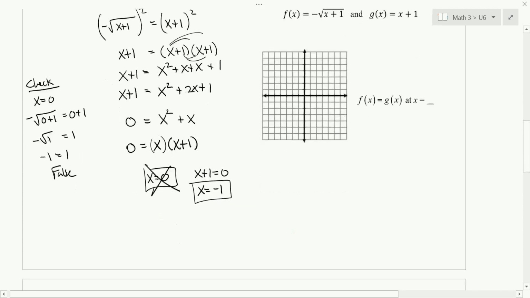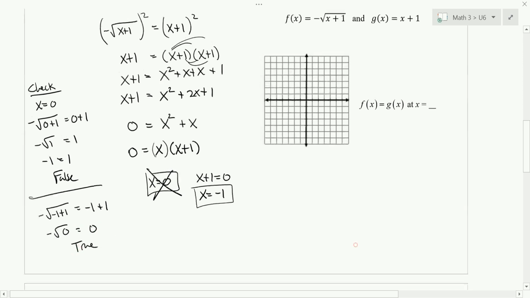And then we try the x equals -1. We get the negative square root of -1 plus 1 is -1 plus 1, or negative square root of 0 is equal to 0. Is that true or false? That's true. So we can keep the x equals -1.